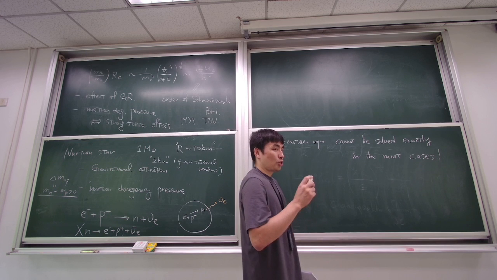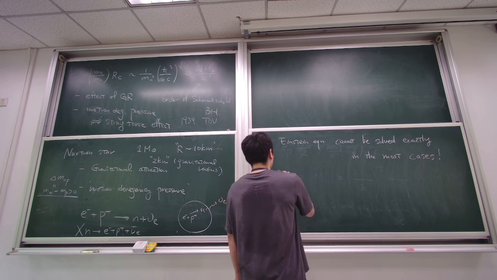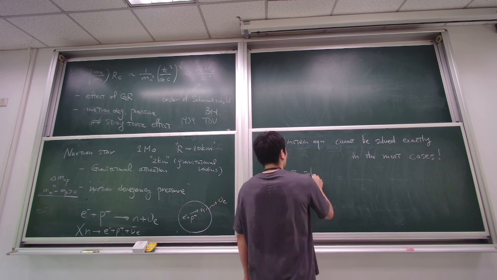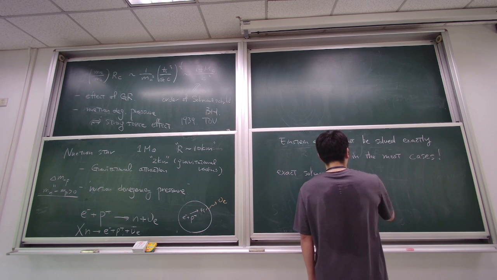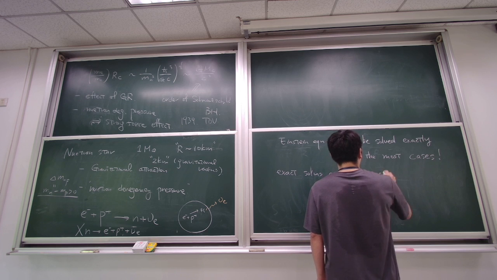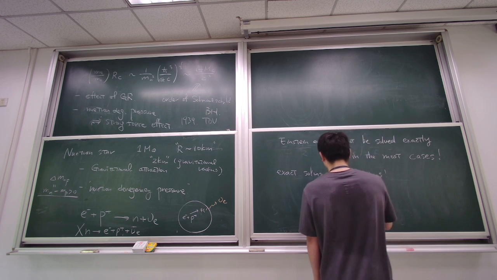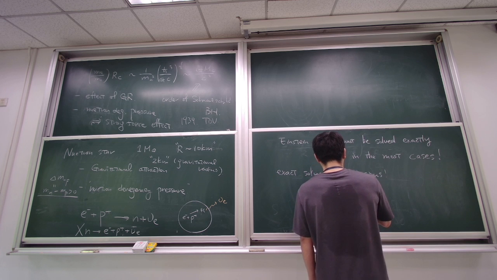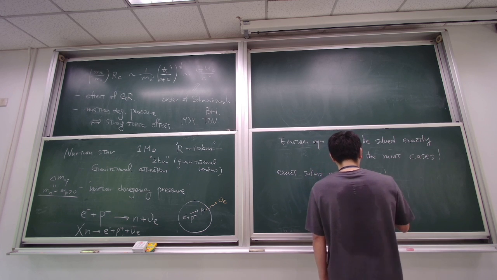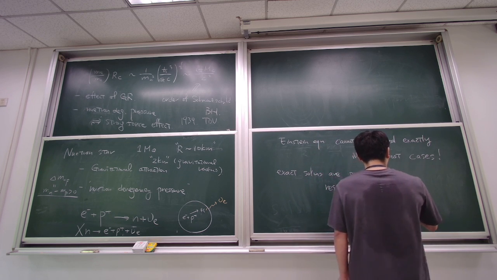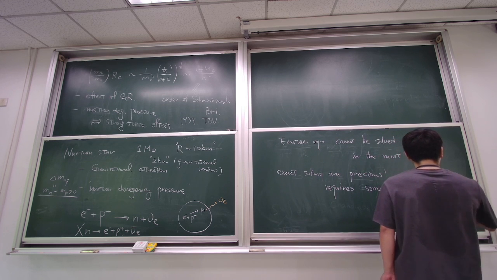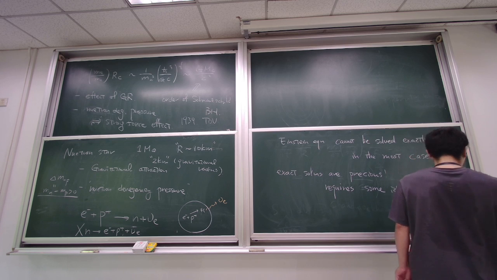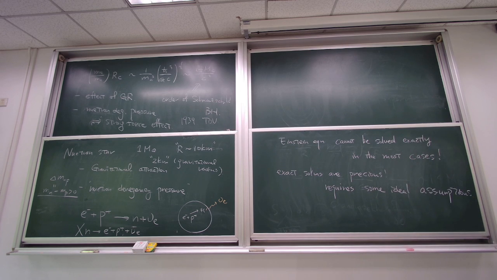That would be linearity, but since the Einstein equation is nonlinear, it's really hard to solve. Therefore, exact solutions are very precious, and they require some ideal assumptions. In most cases, the Einstein equation cannot be solved exactly.